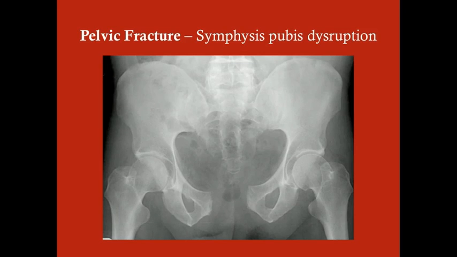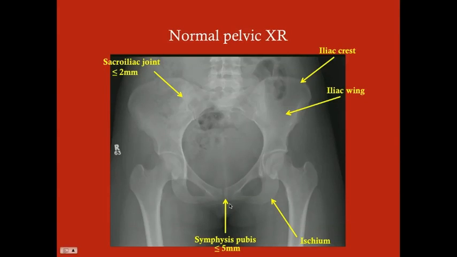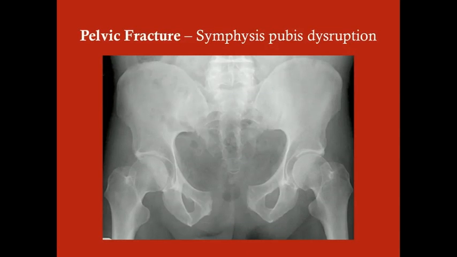Okay, so here's a pelvic fracture. And this is a symphysis pubis disruption. This is the easiest one to pick up on X-ray, simply because it's very straightforward. So you know that your symphysis pubis should be no more than 5 millimeters separated in an adult. This is obviously much more than 5 millimeters. So this is a symphysis pubis disruption. This is most commonly caused from straight-on anterior or posterior trauma.